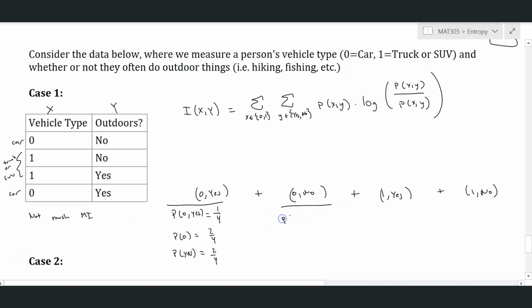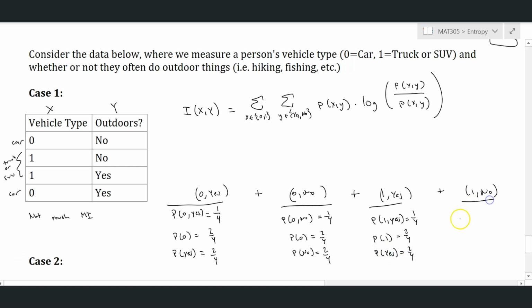Okay, now let's do the same thing. Probability of 0 and no. Well, 0 and no occurs only in 1 out of the 4 instances. The probability of 0 we already know is 2 out of 4. Probability of no, that's 2 out of 4. Again, these two probabilities are marginal, meaning you're not looking at the other variable. Probability of a 1 and yes. Well, that only occurs in 1 instance, that's 1 out of 4. Probability of a 1 is 2 out of 4. And the probability of a yes, we already know, is 2 out of 4.